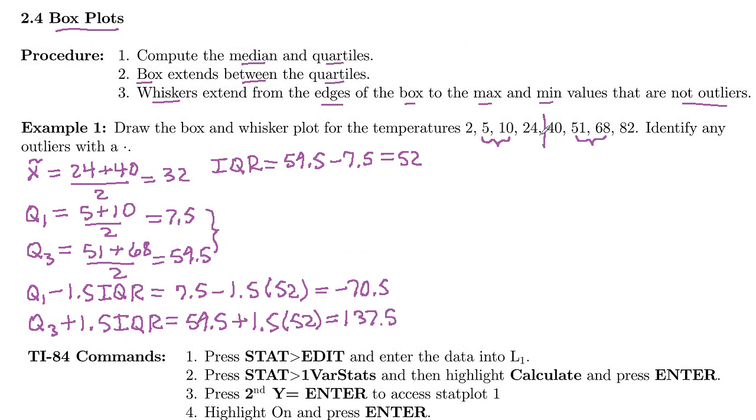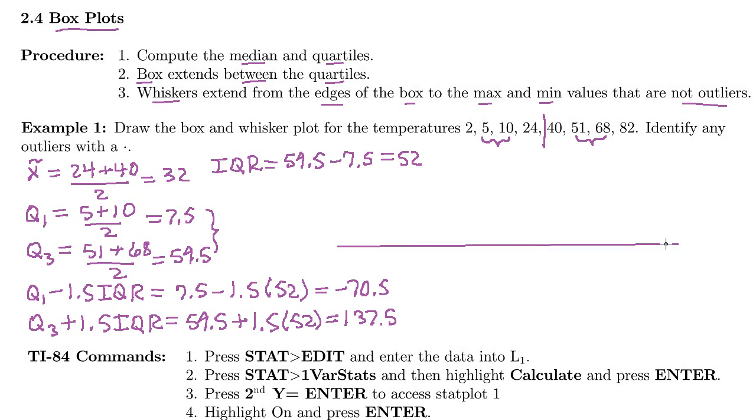So we don't have any values less than negative 70, but we do have one value greater than 137.5. Oh, no, I'm sorry, we don't. 82 is our largest value. So all our values are in between these cutoffs. So we aren't going to have any outliers on our box and whisker plot. So let's go ahead and draw that box and whisker.